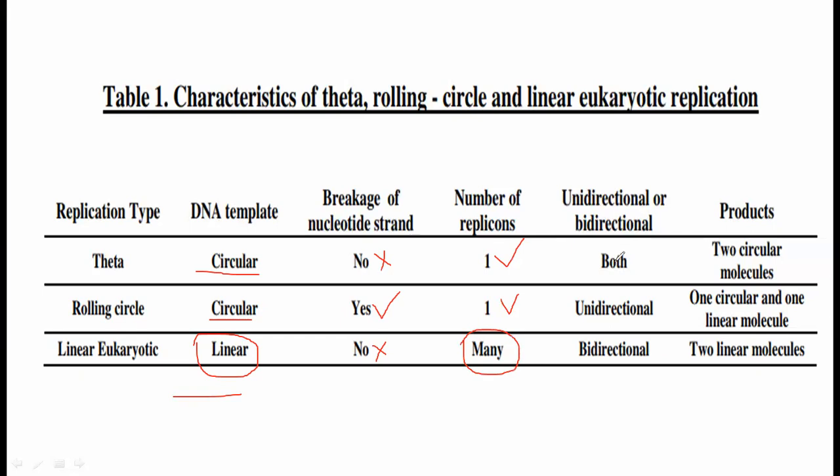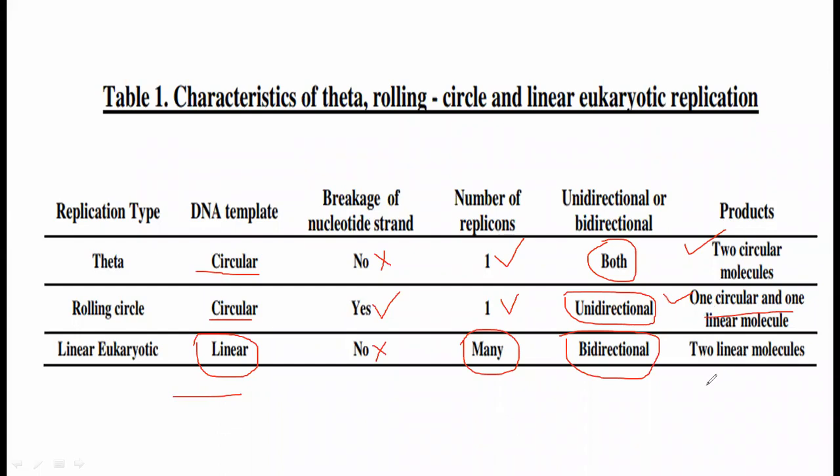Now, bidirectional, yes. DNA replication starts at both strands. In rolling circle, it starts only in one direction. And in human beings, you also saw that it's bidirectional. So what is the end product? You have two circular DNAs. You have one circular DNA and one linear molecule in rolling circle.